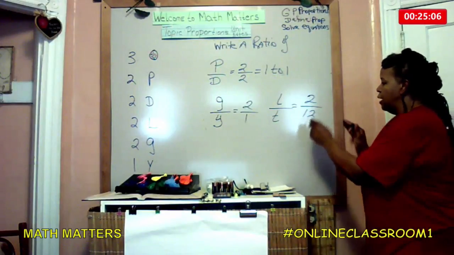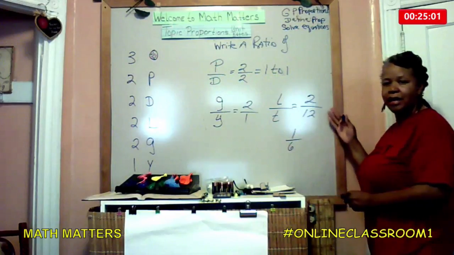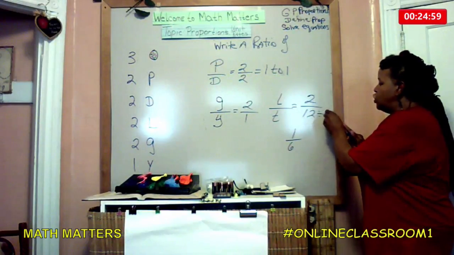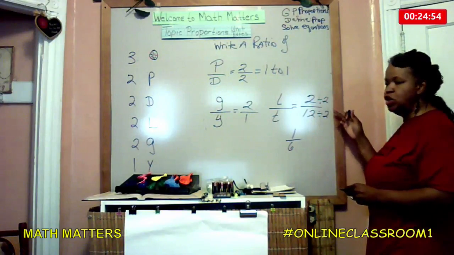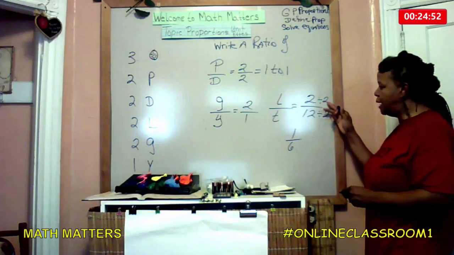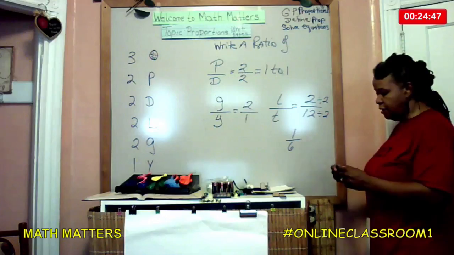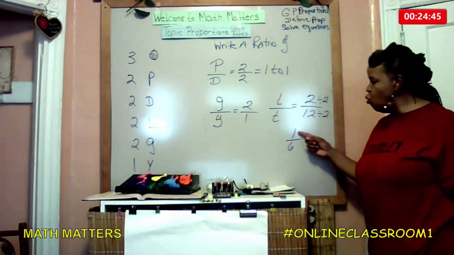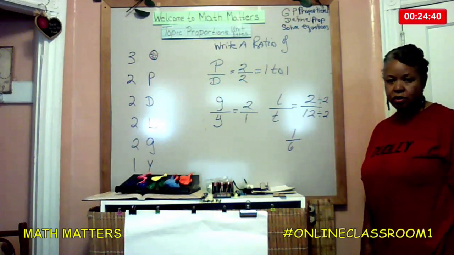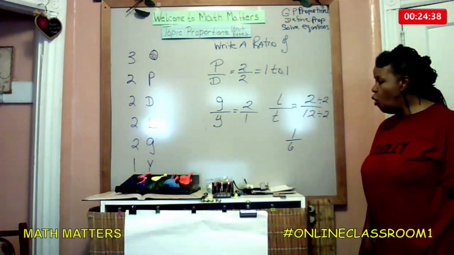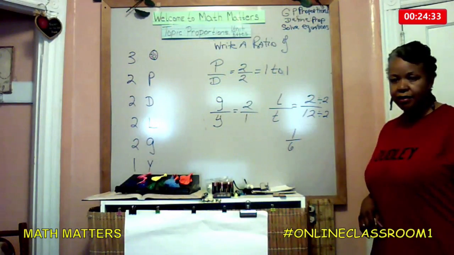That can be simplified to 1 out of 6. How did I get there? By dividing out the 2, the common factor. Divide out the 2 in the numerator and the denominator. 2 divided by 2 is 1. 12 divided by 2 is 6. This is my ratio. For every 1 light blue, I've got 6 balloons. Okay? For every 1 light blue, there are 6 balloons in that bag.